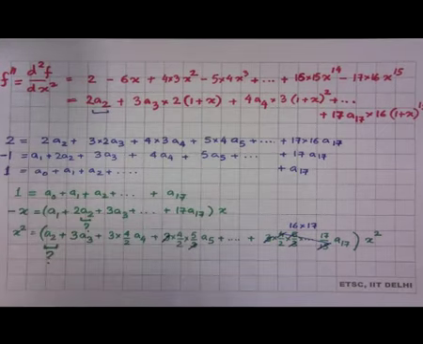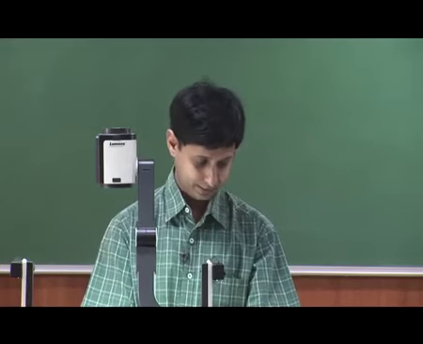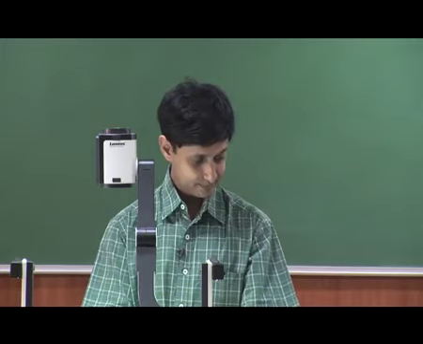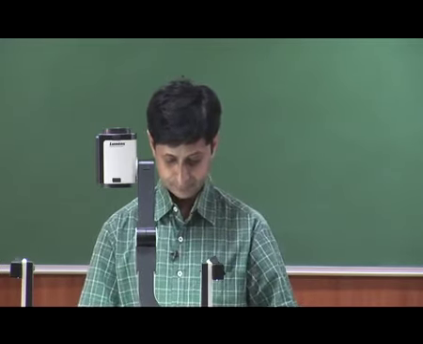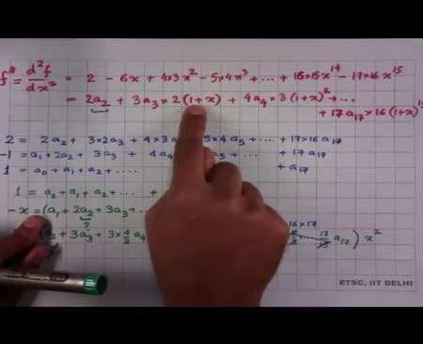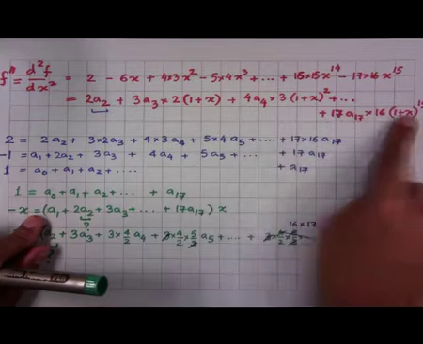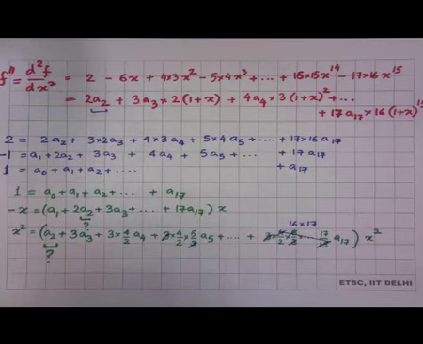If instead of that you plug in x equal to minus 1, what are you going to get? If you plug in x equal to minus 1, this term cancels, all of these cancel, all you are left with is 2 times a2.